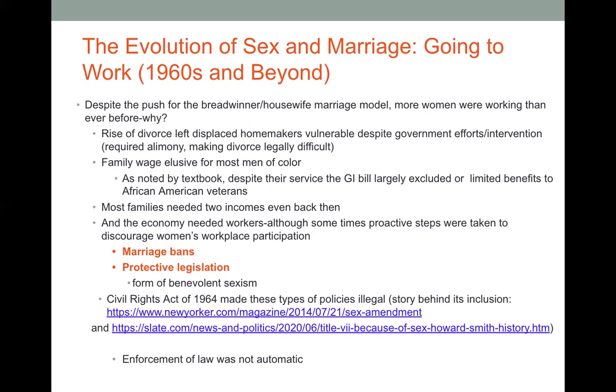And there is this story behind the Civil Rights Act of 1964. It was originally meant to focus solely on race and ethnicity. And there's this story that a senator added sex to the legislation in hopes that it would kill it. That people would say there's no way they would agree that women have this legal, constitutional right to not be discriminated against. But it passed.